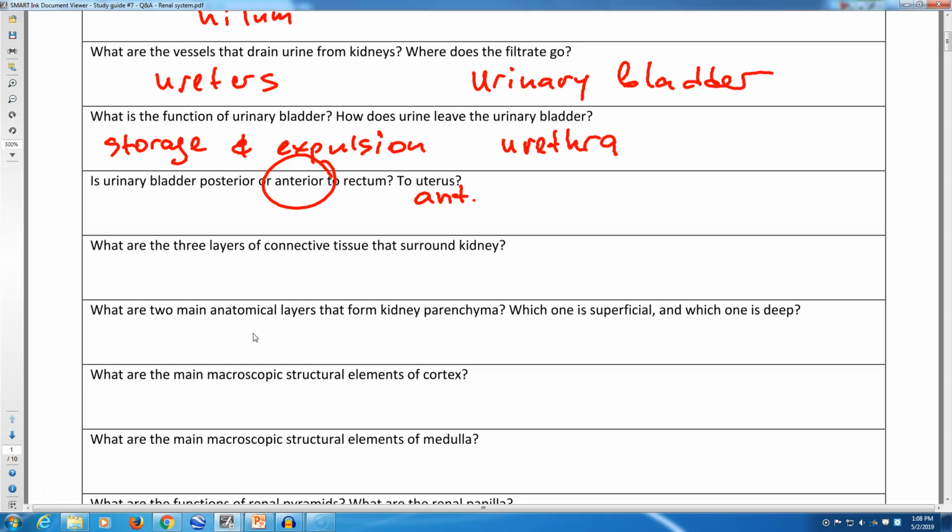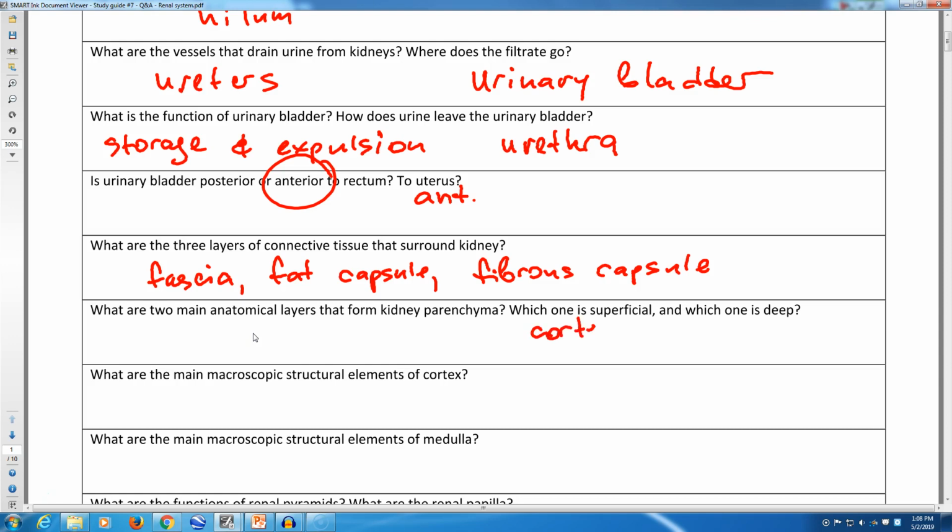Three layers of connective tissue: renal fascia, fat capsule, and fibrous capsule. Main anatomical layers: superficial is cortex, deep is medulla.